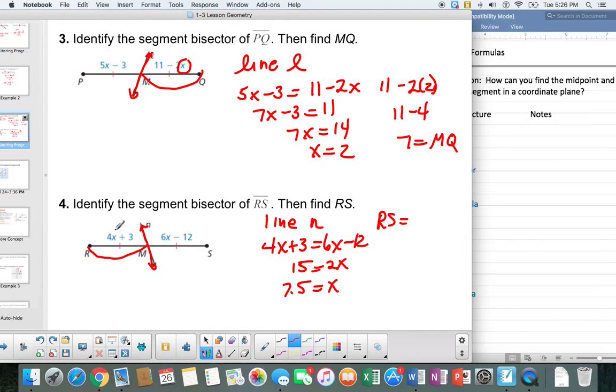So I'm going to put 7.5 right into here. So RS will be 2 times, and I'm going to do 4 times 7.5 plus 3. So this is going to be 2, and that's going to be 30 plus 3. That's 2 times 33. And then the answer is going to be 66. So that'll be the length of RS.